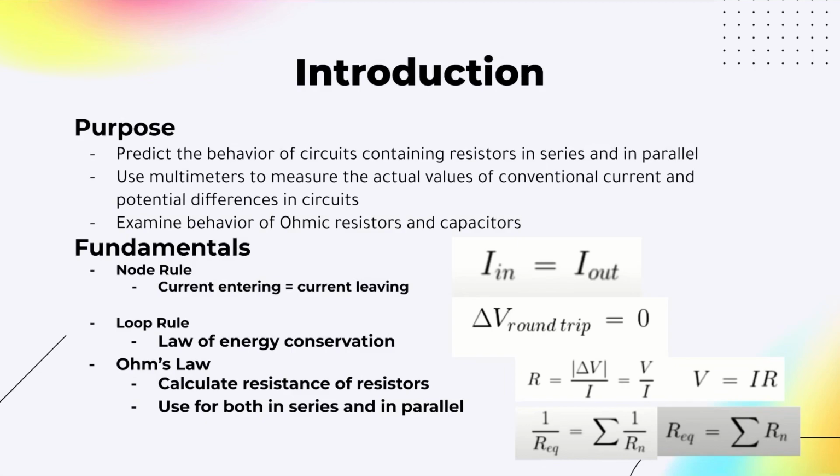The node rule states that current that comes in equals current that comes out. Additionally, if at some point that current gets split, when you add all the currents back together, it will equal the current when they reconvene. The loop rule, a principle of energy conservation, says that the potential difference around a loop will be equal to 0. We will also use Ohm's law to calculate the resistance. The general form is shown, but we can also use the following equations depending on if our resistors are in series or in parallel, which we will explore later.